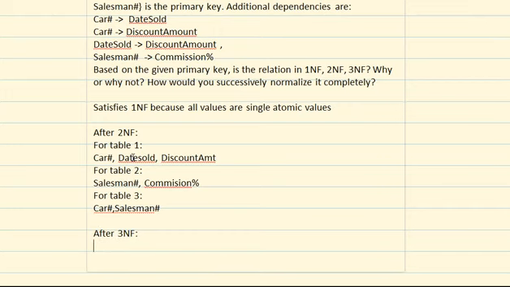After 3NF, we get one table, table 1. We get car number determines date sold, car number and date sold. We put this in one table. We separate them out, and we separate date sold and discount amount. This is table 2.